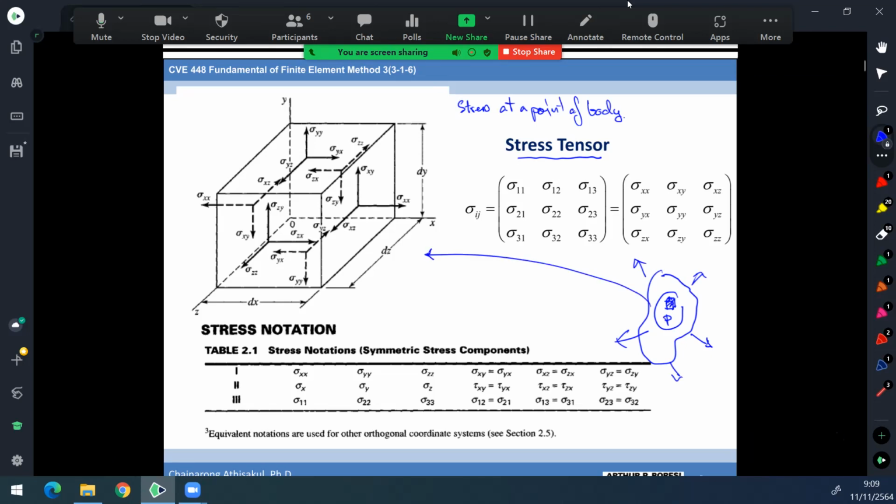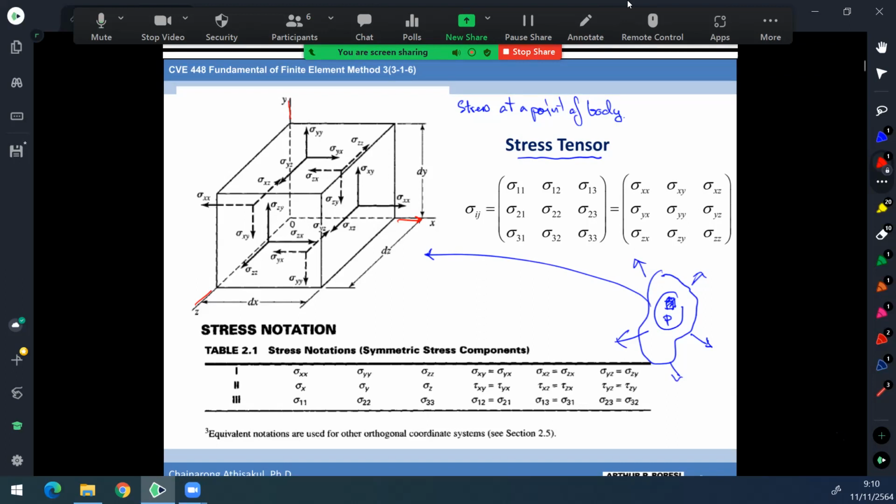Okay, so for the point P, if we consider point P like a cube that is subject to the surrounding stress, we focus on the stress in the Cartesian coordinate system first, which we are familiar with. So we set up the coordinate system x, y, z like this.